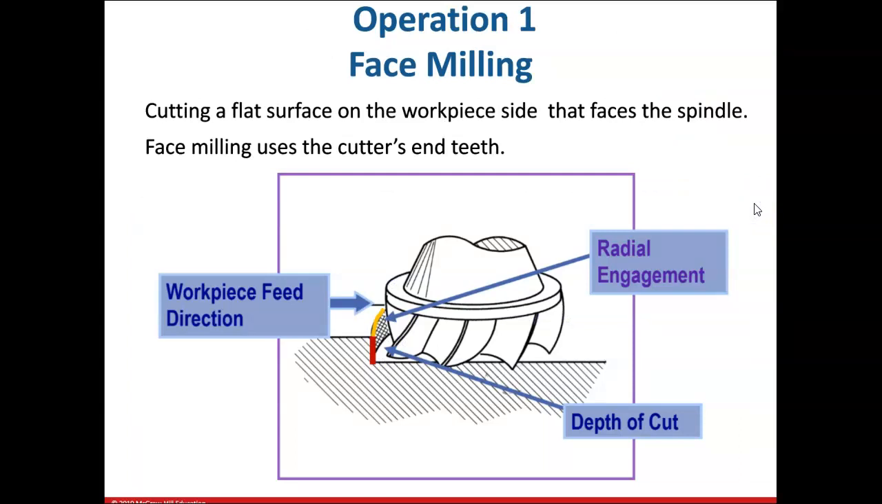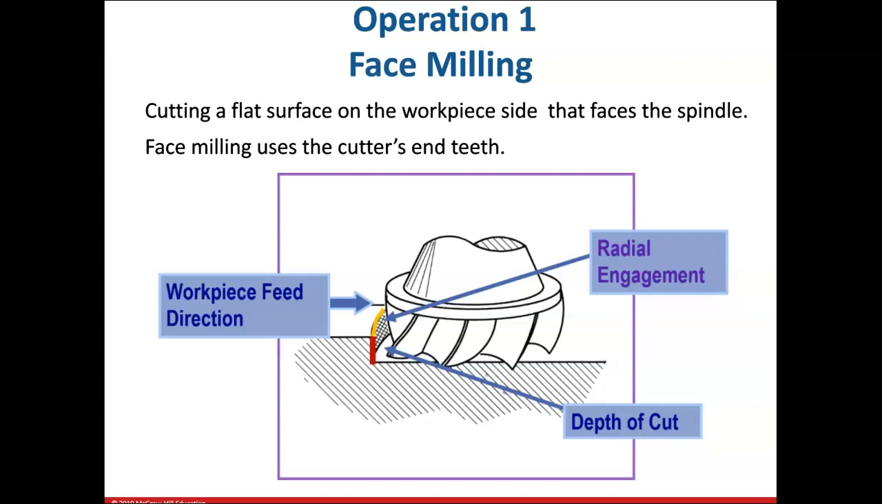All right, operation 1. So there are multiple operations that we need to be aware of in using the milling machine. The first operation, of course, is face milling. One of my favorite things to do on a mill. We talk about cutting a flat surface on the workpiece side that faces a spindle. And a face mill is a large cutter with cutting teeth. There are several different types of face mills. We'll talk about those, so you'll be able to identify them as we go.